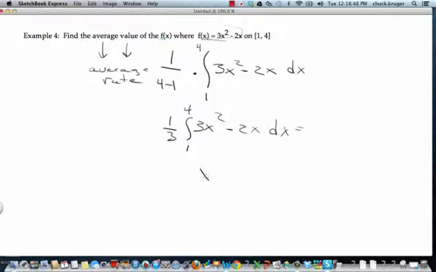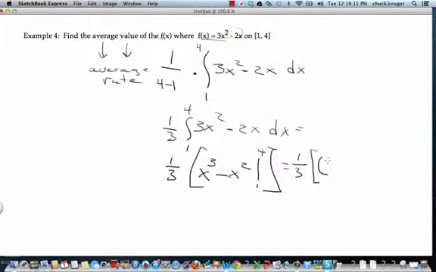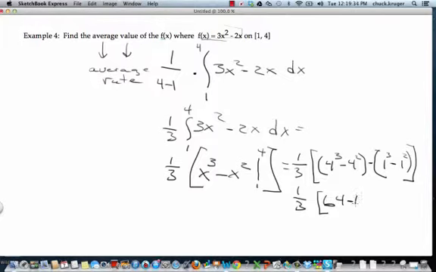I have to first figure out the antiderivative, which is x cubed minus x squared evaluated from 1 to 4, and I'm going to take 1/3 of this. My parentheses is going to be 4 cubed minus 4 squared, minus, now I got to plug my 1 in there, 1 cubed minus 1 squared, and this is going to be 1/3 because I'm figuring out the average again. This is going to be 64 minus 16. This is going to be 0, and I get 64 minus 16 is 48, times 1/3, and I'm going to get 16 as my answer.